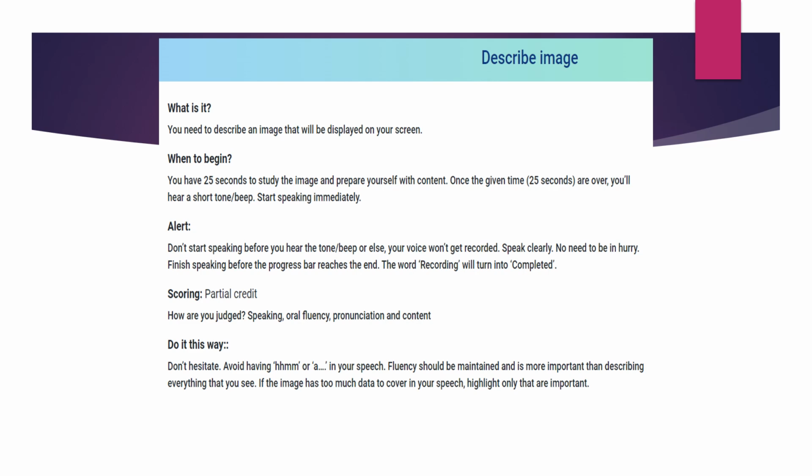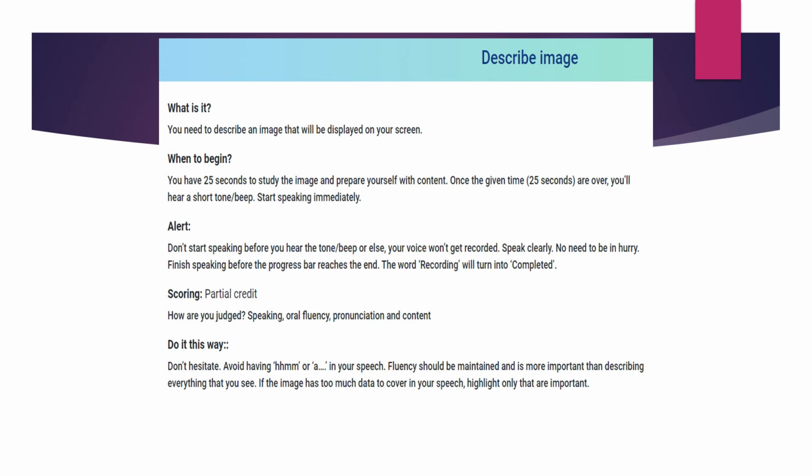In Describe an Image, you need to describe an image that will be displayed on your screen. You have 25 seconds to study the image and prepare the content. Once the 25 seconds are over, you'll hear a short tone beep and you need to start speaking immediately. Keep in mind that chronological order should be followed, and you need to cover each and every detail.